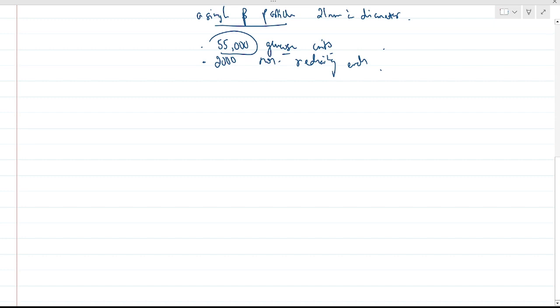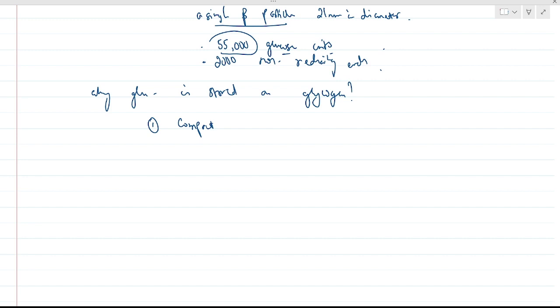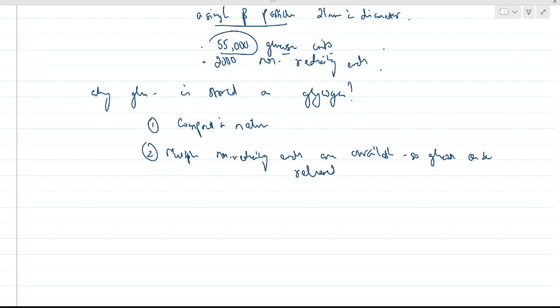Now the main question arises: why is glucose stored as glycogen? We have some reasons. First reason being, it is compact in nature. Second, it has multiple non-reducing ends available, so glucose can be released faster. I discussed the non-reducing ends here. So multiple non-reducing ends aid in the storage of glucose as glycogen.